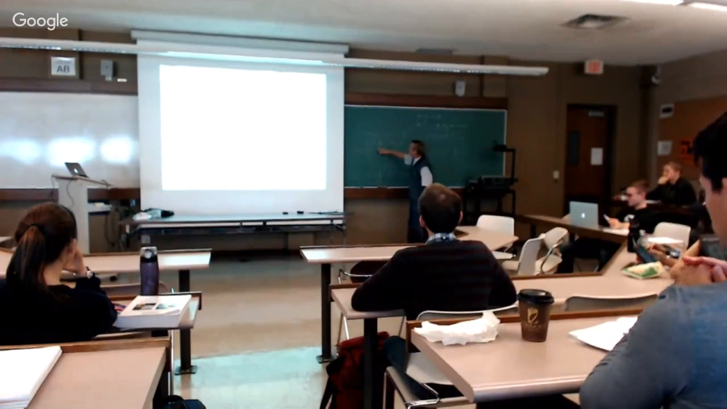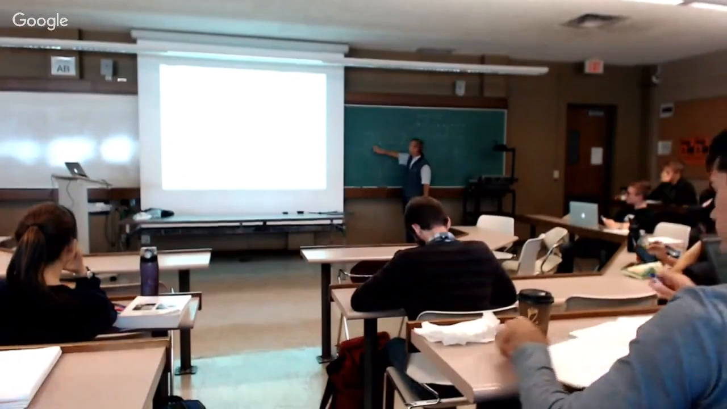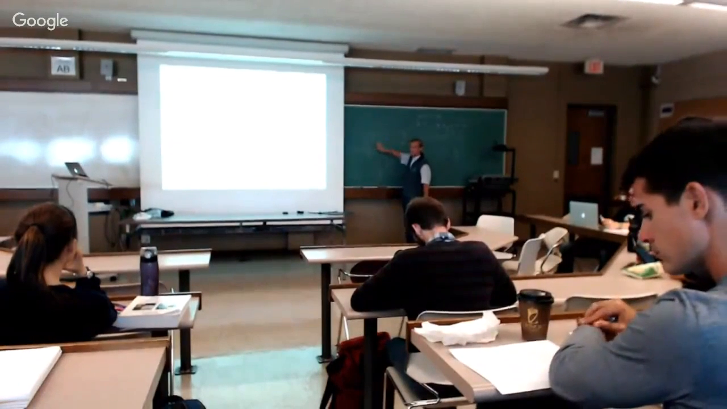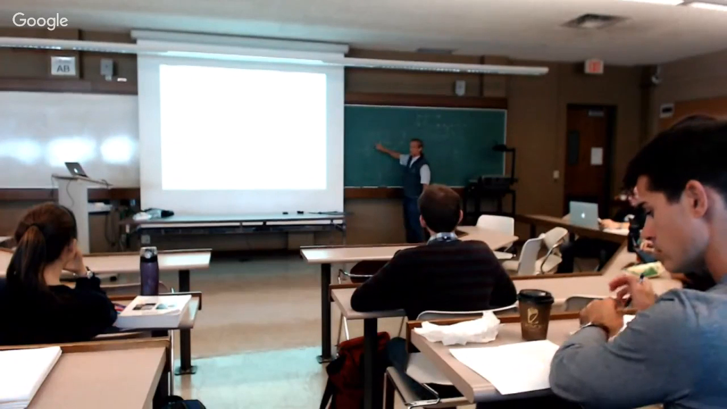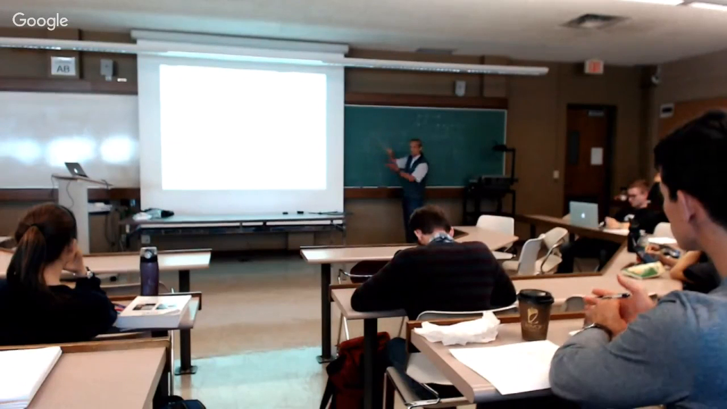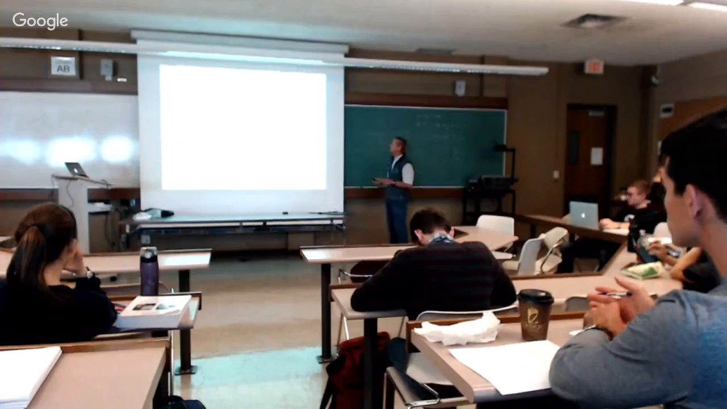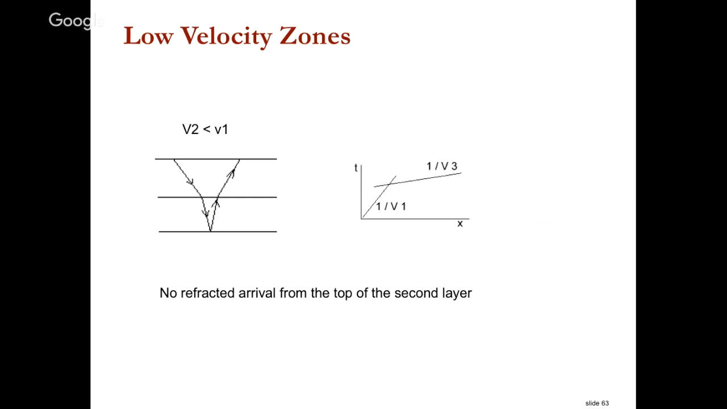And one of those is when this velocity is either smaller than V1, in which case we've now got a low velocity zone, or actually if it's really quite thin. And I want to show you these guys. So in this case here, I've got three layers.